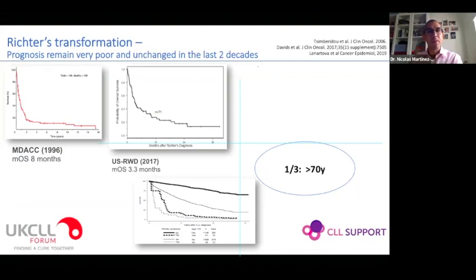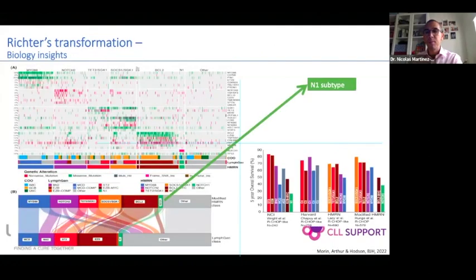So what did we do then? We try to understand the biology a bit more, because I think that's the key to knowing what to do with the Richters, because chemotherapy has clearly not been an answer for many years. So I hope I'm not going to bore you too much with the detail of this genetic data that I'm going to show you. I'm going to try to be as lay as I can explaining the results.